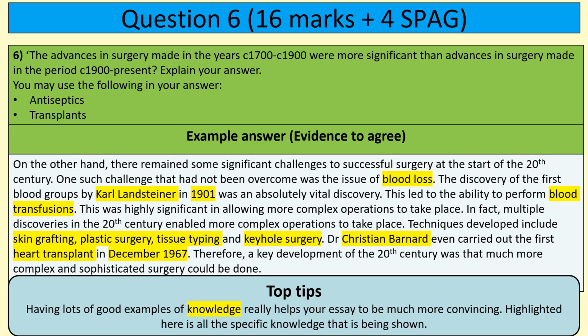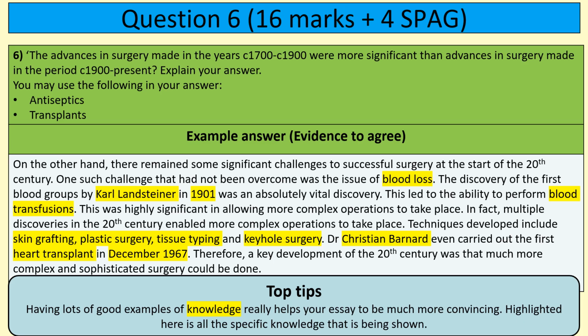We now need an evidence to disagree, so we're going to look at the development of blood groups here in the 20th century. So on the other hand, there remain some significant challenges to successful surgery at the start of the 20th century. One such challenge that had not been overcome was the issue of blood loss. The discovery of the first blood groups by Karl Landsteiner in 1901 was an absolutely vital discovery. This led to the ability to perform blood transfusions. This was highly significant in allowing more complex operations to take place.